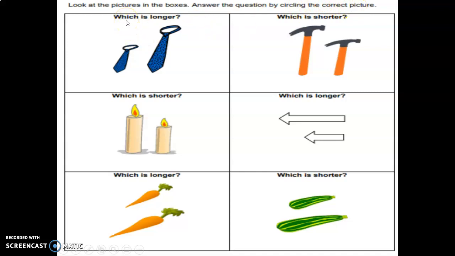So this is a question. Which is longer? Go ahead and circle it. This one's number 2. Which is shorter? Go ahead and circle it. Number 3. Which is shorter? Go ahead and circle it. Which is longer? Circle your answer. Which is longer? And which is shorter? So go ahead and circle your answers.